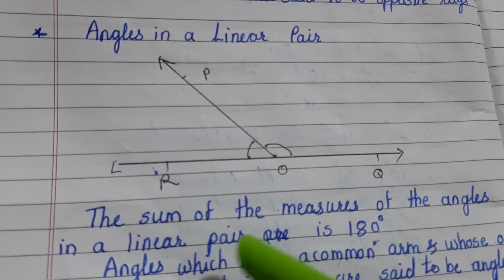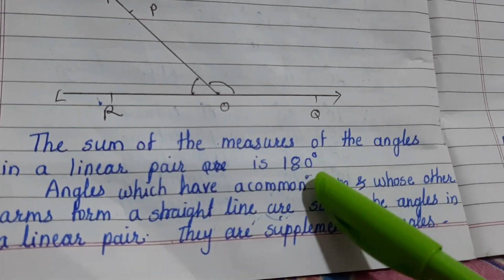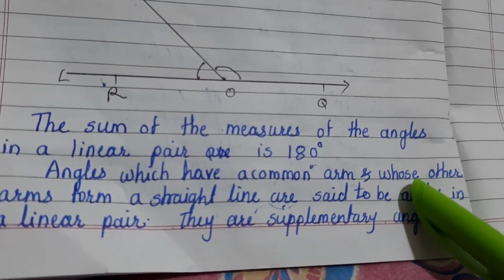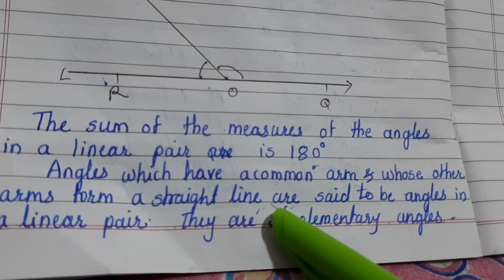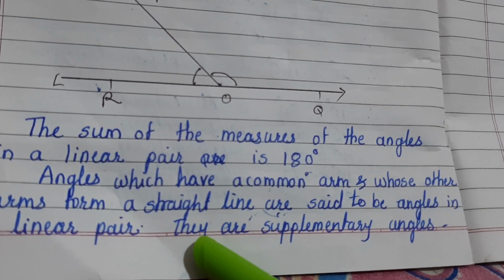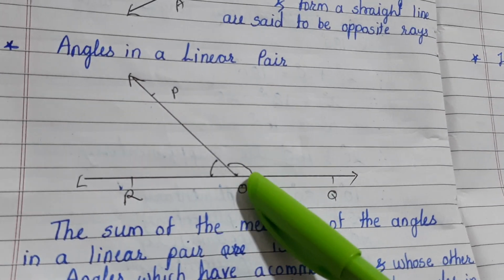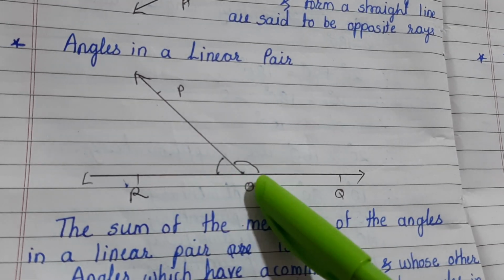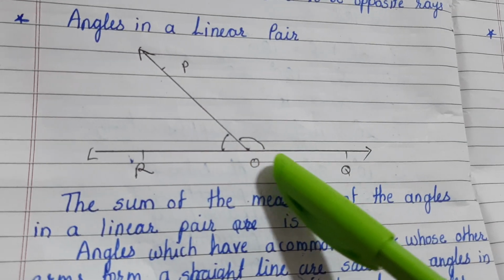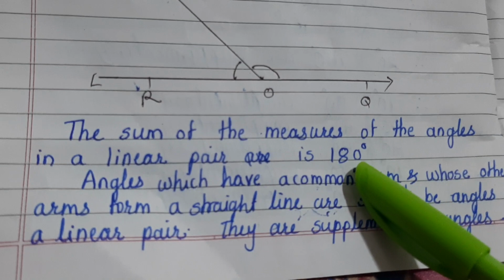Right? So what is the definition? The sum of the measures of the angles in a linear pair is 180 degrees. Angles which have a common arm whose other arms form a straight line are said to be angles in a linear pair. It means the addition should be supplementary angles. The common arm is this, and the vertex is common, the same. Okay. So angles in a linear pair have a sum of 180 degrees.